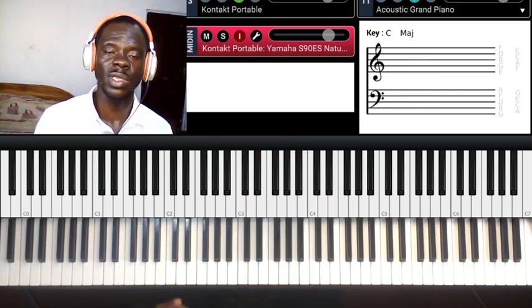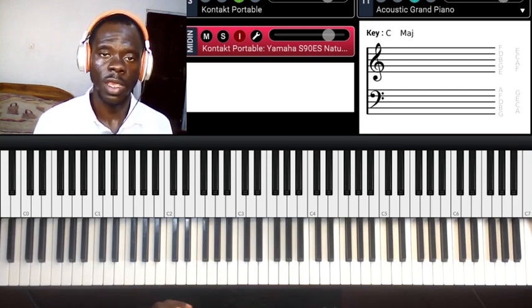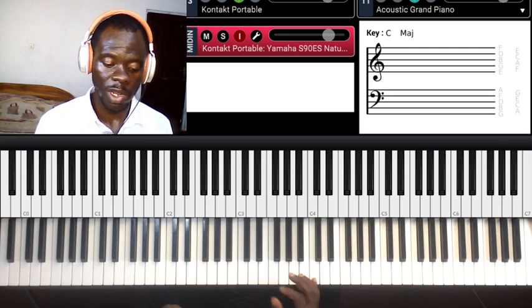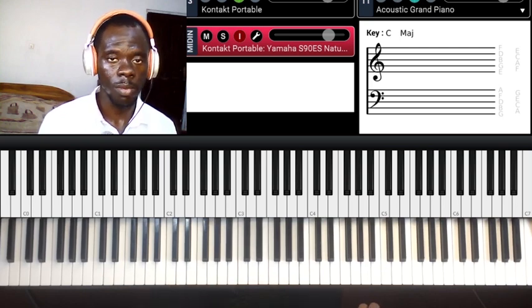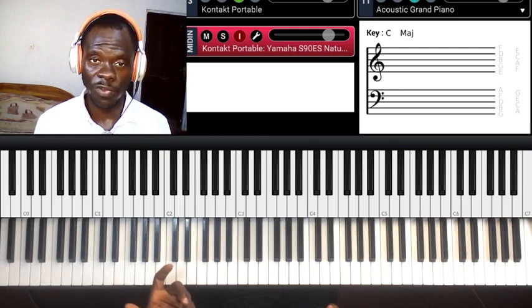Today we're going to continue with our 7th chord series in the key of C sharp. In our previous video we learned the formula for forming the chords in the key of C sharp. So today we're going to be doing the inversions.